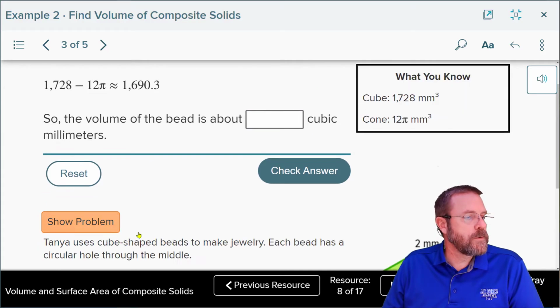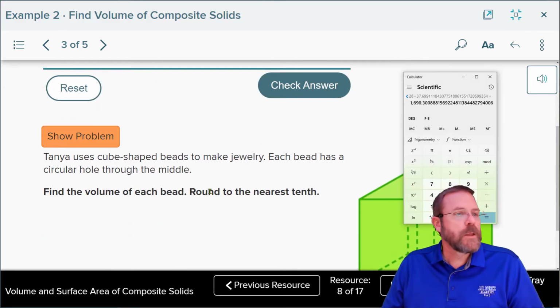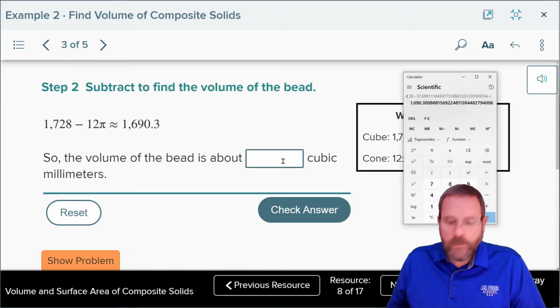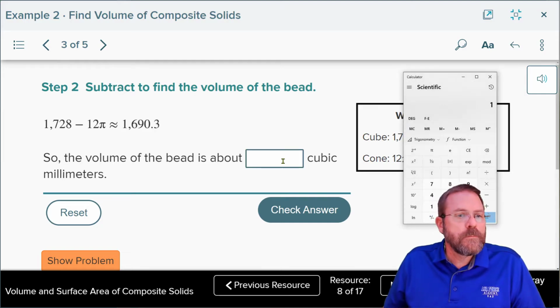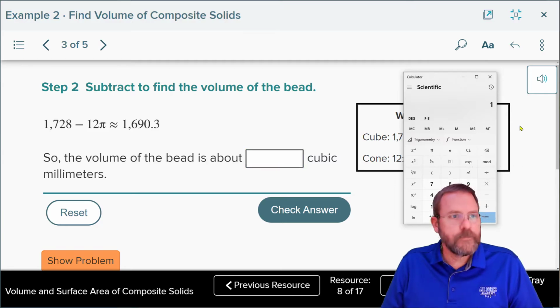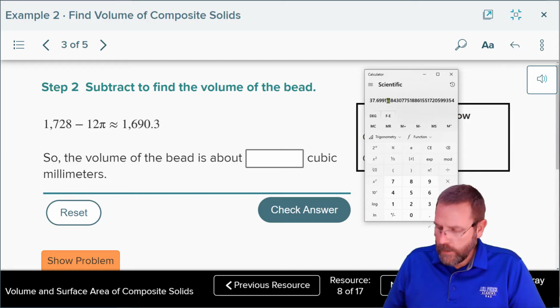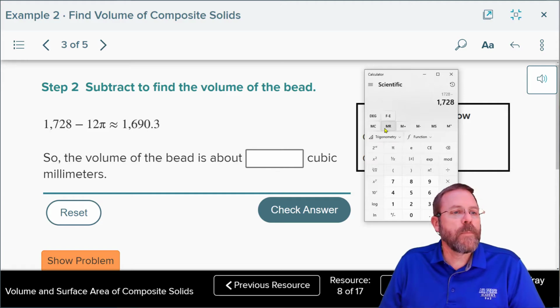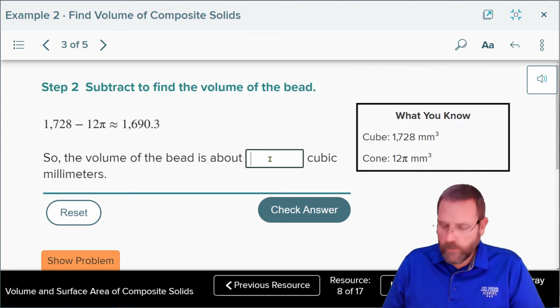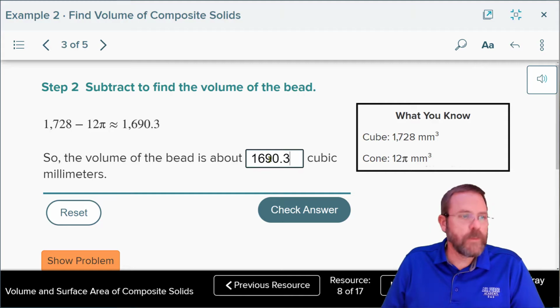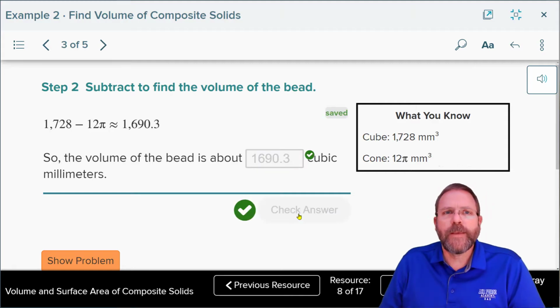Now I'm going to have 1,690.3. Did they want it to the nearest tenth? Did they say? Yep, they did. Oops, I totally lost it there. Alright, I'm putting it back in. I found my value for 12 times pi. I'm going to take my 1,728, subtract from that my memory recall, equals, and there we end up getting 1,690.3. Check our answer, and the answer checks.